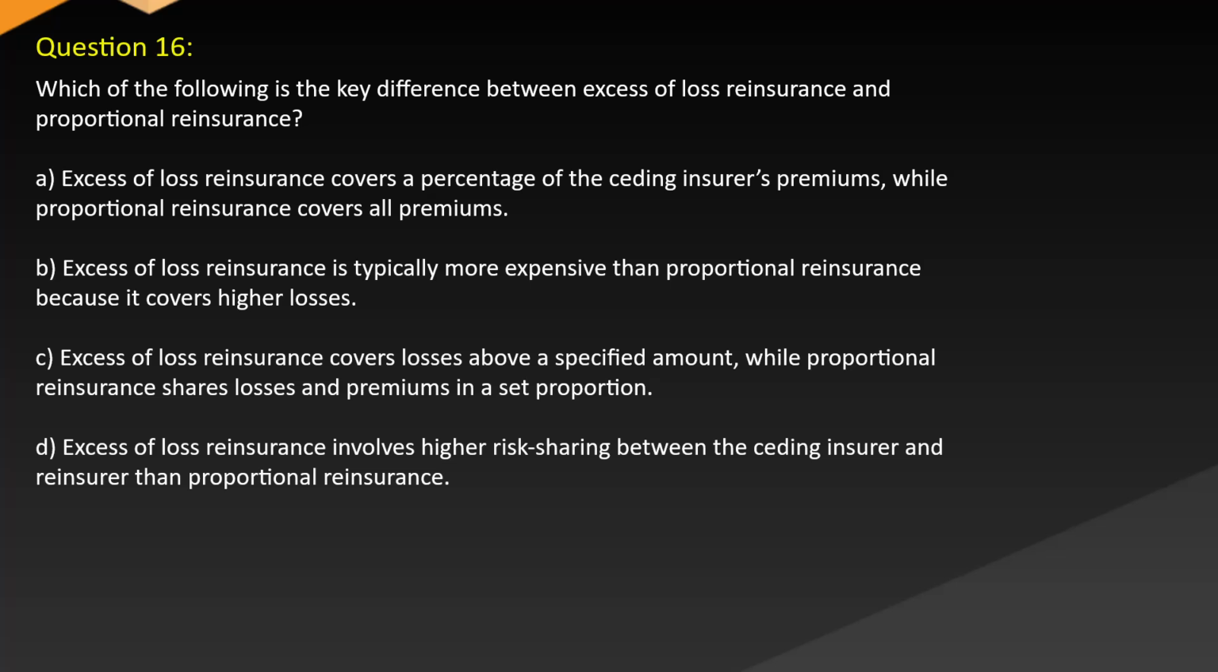Question 16. Which of the following is the key difference between excess of loss reinsurance and proportional reinsurance? A. Excess of loss reinsurance covers a percentage of the ceding insurer's premiums, while proportional reinsurance covers all premiums. B. Excess of loss reinsurance is typically more expensive than proportional reinsurance because it covers higher losses. C. Excess of loss reinsurance covers losses above a specified amount, while proportional reinsurance shares losses and premiums in a set proportion. D. Excess of loss reinsurance involves more risk sharing between the ceding insurer and reinsurer than proportional reinsurance.